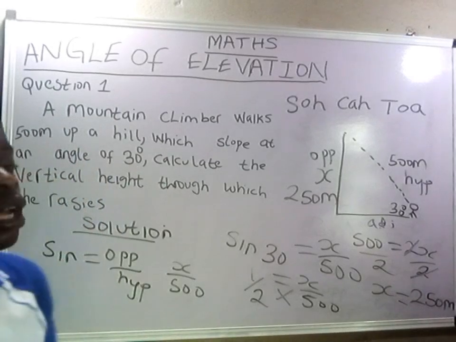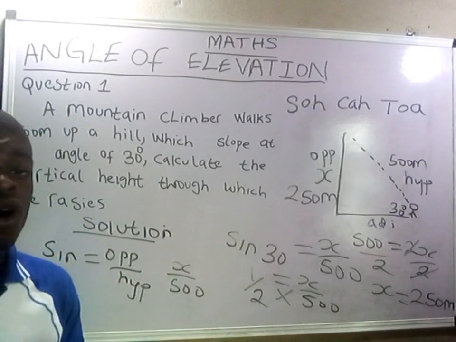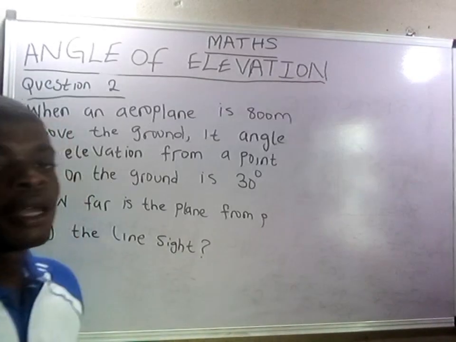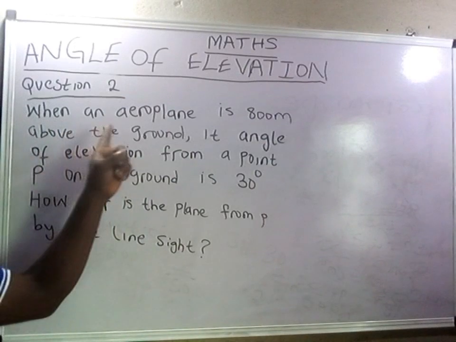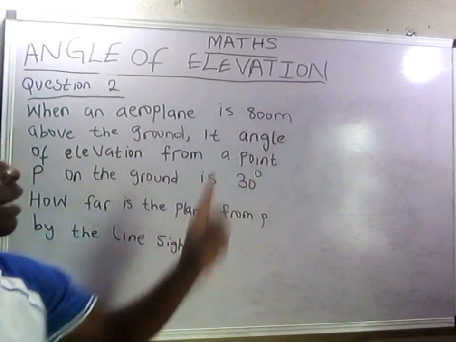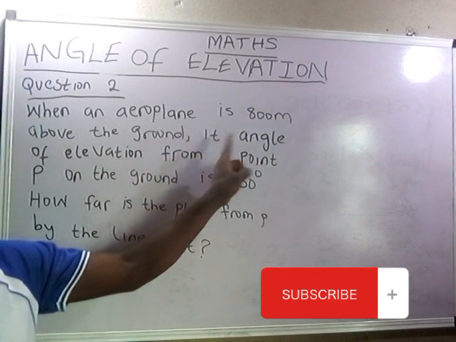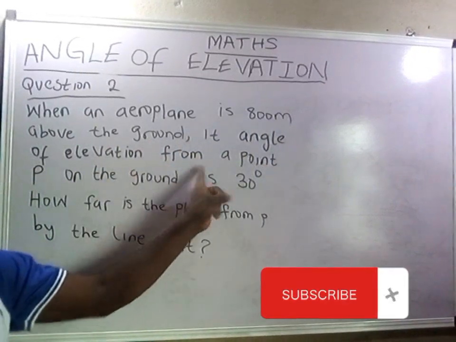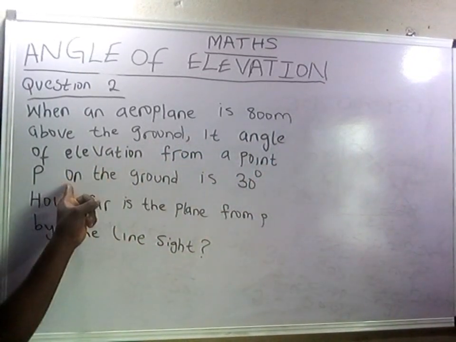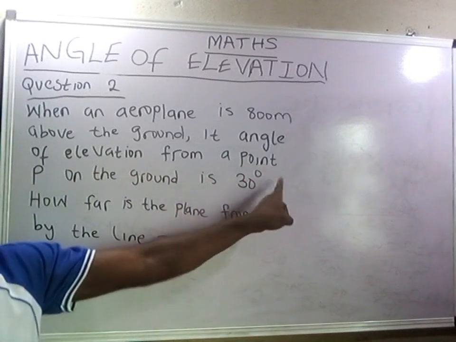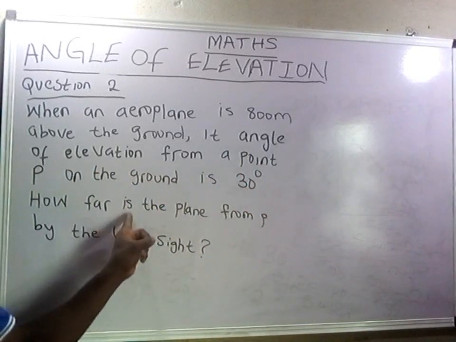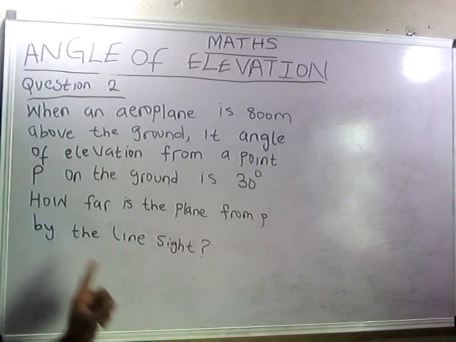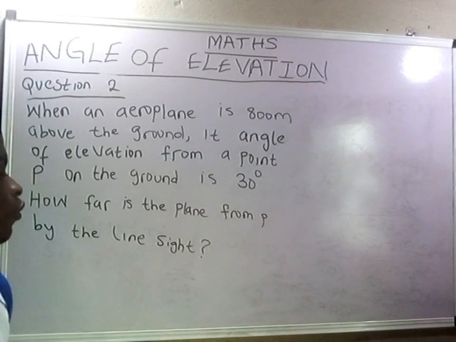So let's take question 2 in this series. Okay guys, this is question 2. When an aeroplane is 800 meters above the ground, its angle of elevation from a point P on the ground is 30 degrees. How far is the plane from P by the line of sight?